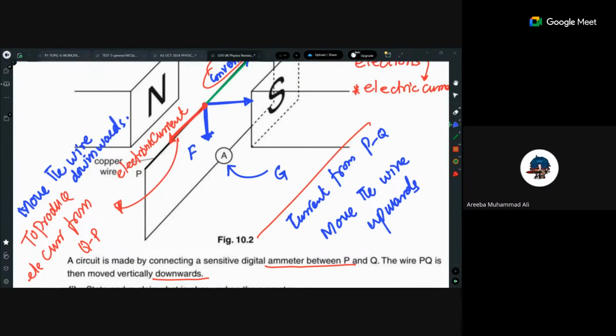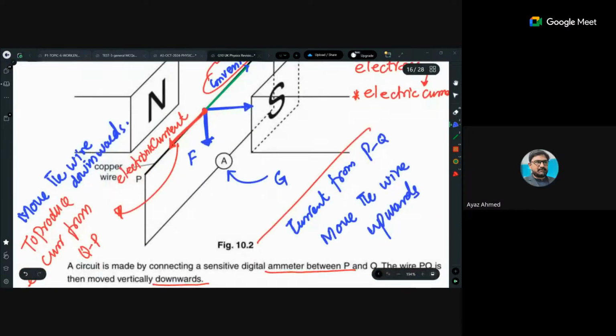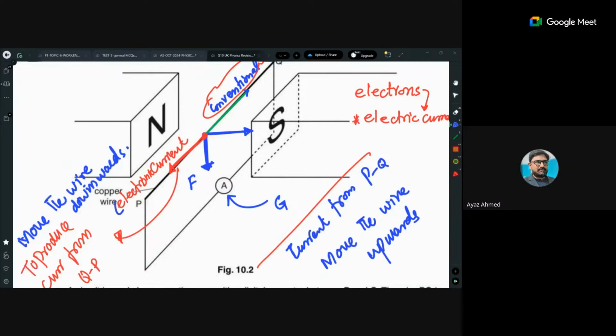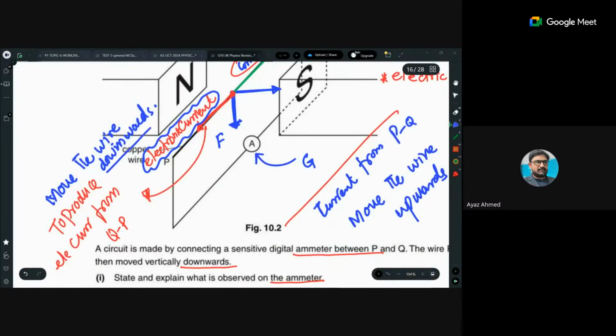Right. So your thumb is pointing downward or upward when you are getting the direction of electronic current in this way, from Q to P? It's upwards. Yes, it is upwards now. So the thumb is pointing upward. So when the current is electronic current, you take the answer downward. Yes, that is why I have written downwards.